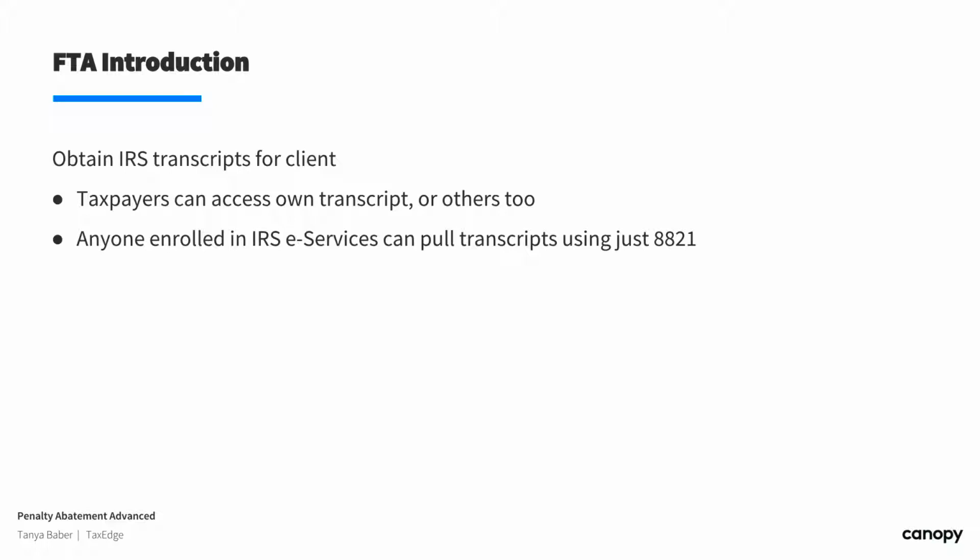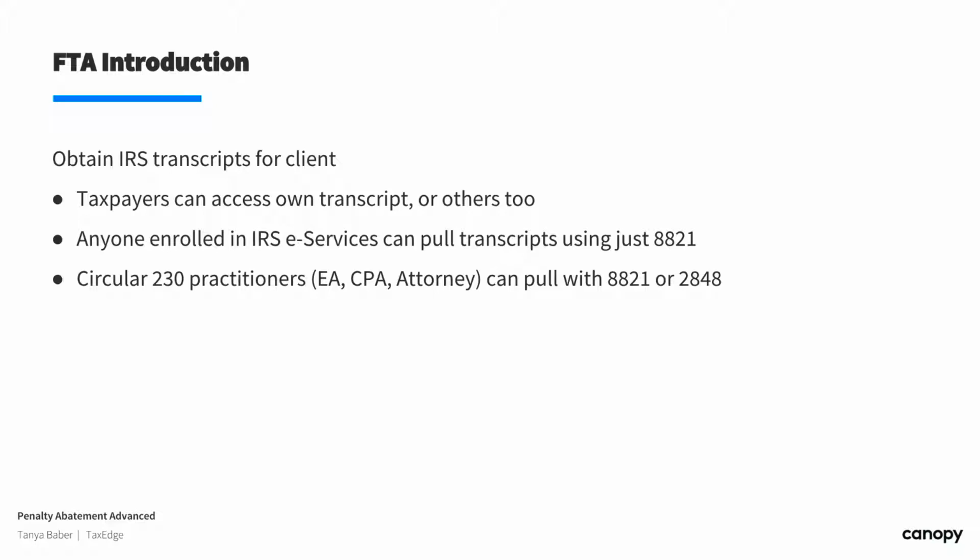However, if you're a Circular 230 practitioner, so an enrolled agent, a CPA, an attorney, you can pull that with that 8821 information request or a power of attorney, 2848. But the power of attorney, that basically has to be a Circular 230 practitioner.